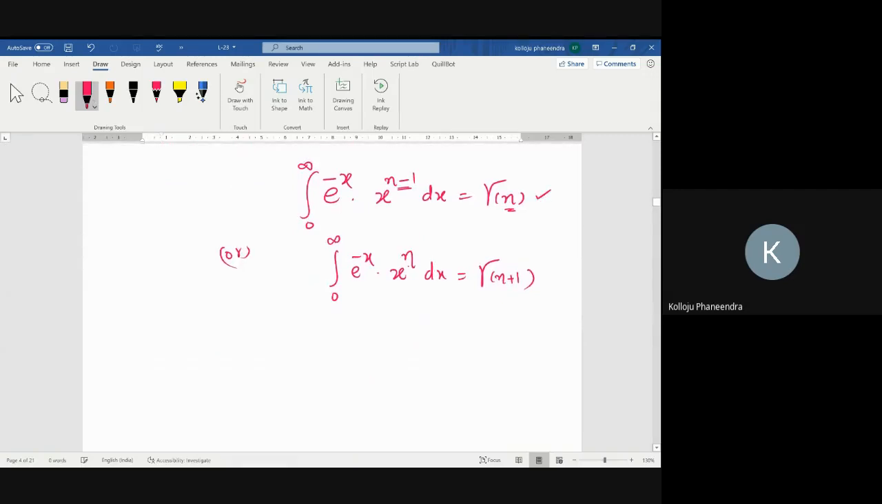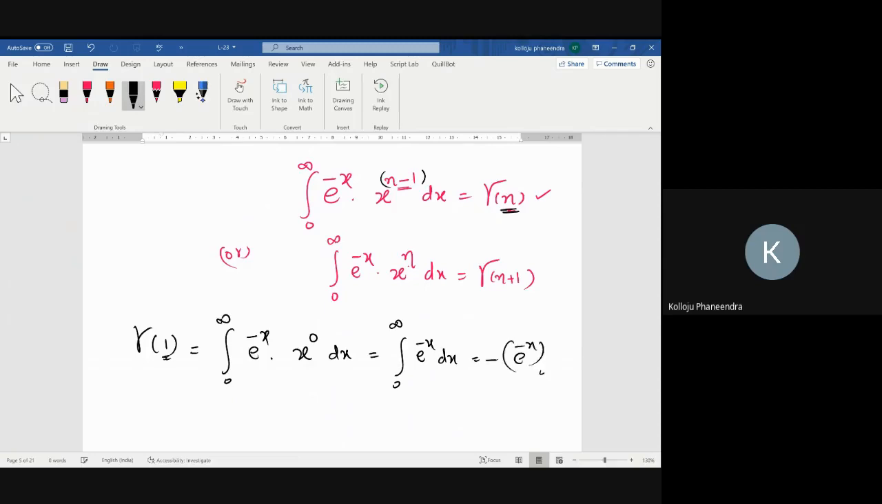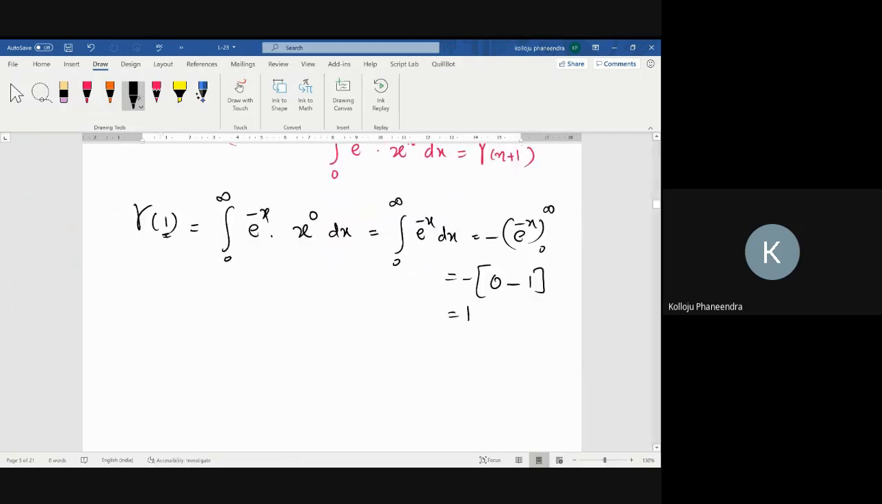What is gamma 1 then? If I write gamma 1, it means 0 to infinity e power minus x, x power 1 minus 1. If it is n, then the exponent is n minus 1, a decrease of 1 unit. Now this is x power 0. So this is 0 to infinity e to the power of minus x dx, which is minus e to the power of minus x from 0 to infinity. This is minus e power minus infinity, which is 0, minus minus 1, so the value is 1. Therefore, gamma of 1 is 1.